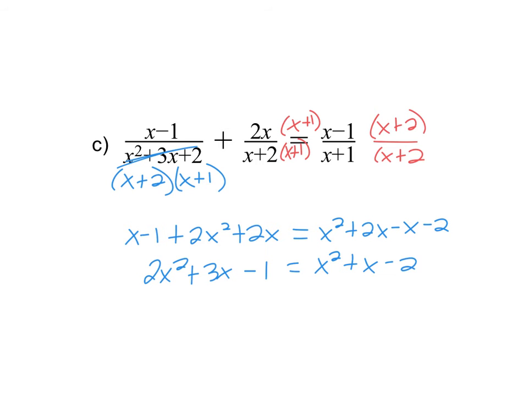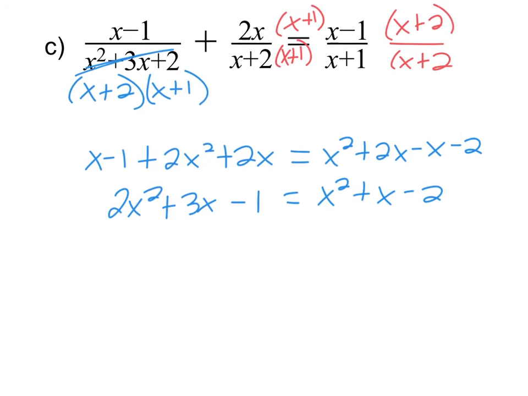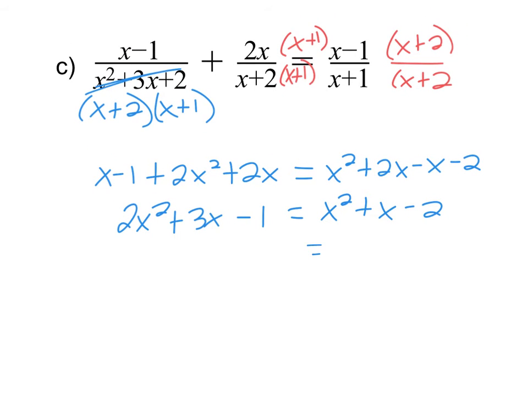All right, I'm going to move everything over to get a 0 on one side, and that side I'm going to choose as the right. So I need to subtract an x squared, that'd be an x squared. Subtract an x, that'd be 2x. Add a 2, so that would be plus 1. Okay? So now you have a trinomial that equals 0.